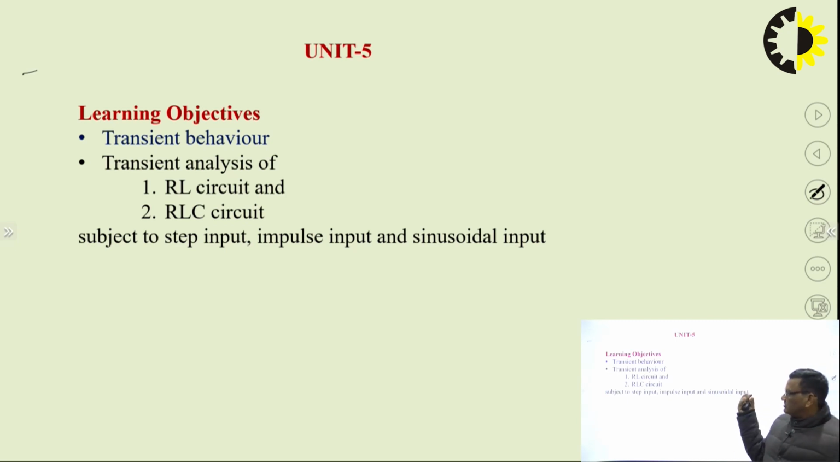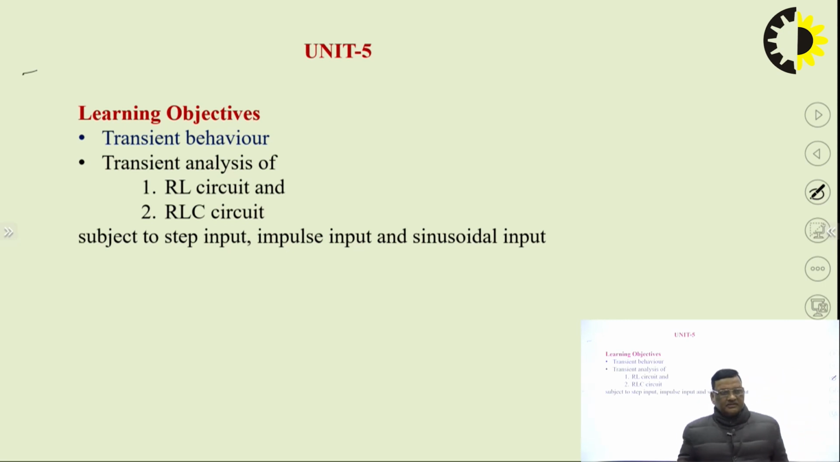For first order and second order systems, I have taken the RL circuit as a first order system and the RLC circuit as a second order system, and these circuits are subjected to step input, impulse input and sinusoidal input. So, basically I am going to discuss the transient behavior of RL and RLC circuits when they are excited by step input, impulse input and sinusoidal input.